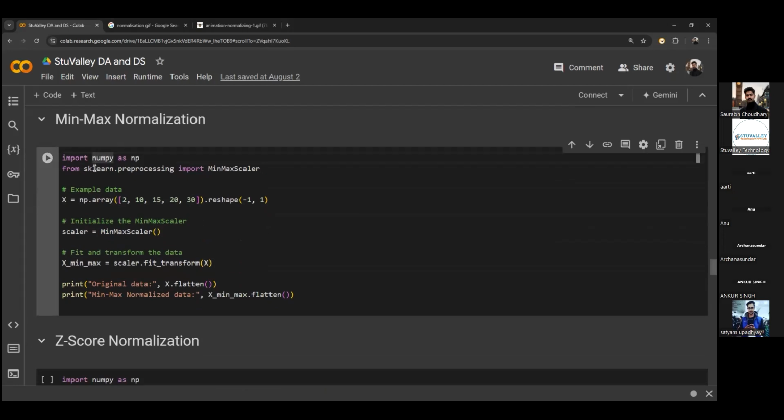Import numpy and from sklearn import MinMaxScaler. So actually there is a whole function with this name, MinMaxScaler, okay. So your data is this, reshape it in a column format, import your data and make it a variable. We have to fit our data into that variable. Okay, we will fit it.